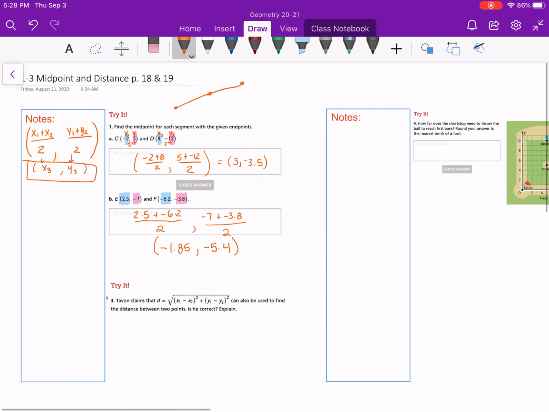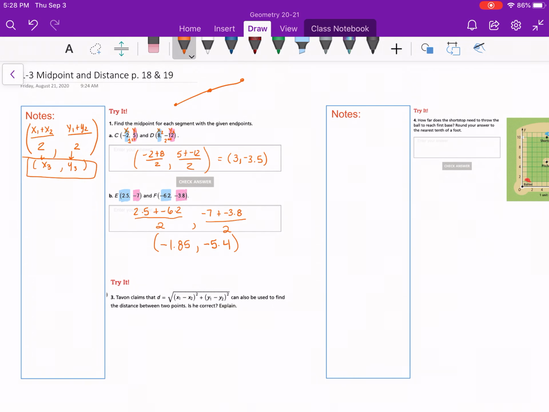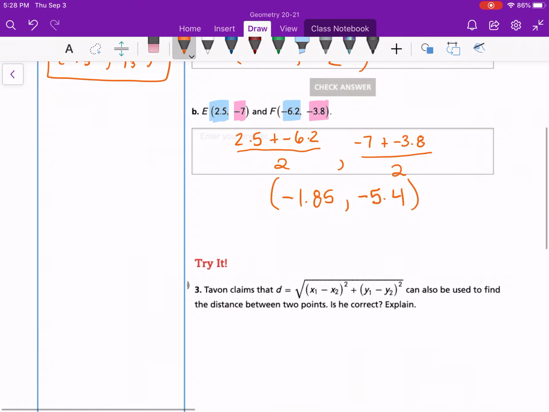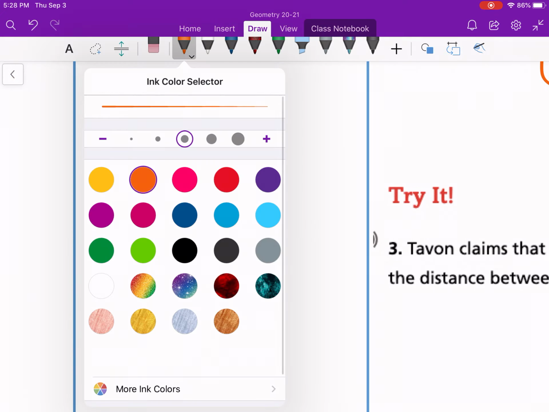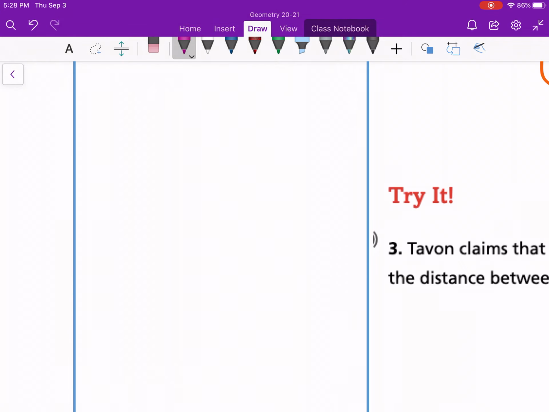Midpoint and distance go well together because they both are about having 2 endpoints and using those 2 x's and those 2 y's to find new information. So in your notes, before we look at the try it, we are going to write out the distance formula. And I've got another silly, goofy thing to help you memorize it.